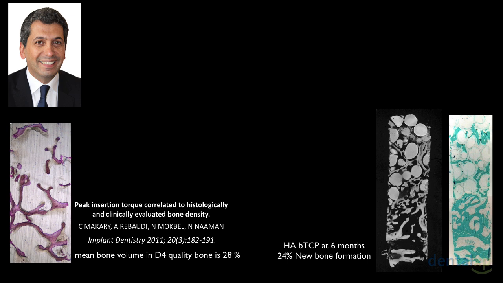And if we try to compare this biopsy on the left, which is a biopsy of a normal maxilla in the posterior part of it, to this biopsy on the right, where you can see an HA beta TCP trephine biopsy of a grafted sinus with 24% of new bone formation, you could say that if we compare new bone formation or total bone volume, we are very comparable. So maybe we don't need to have more than this.